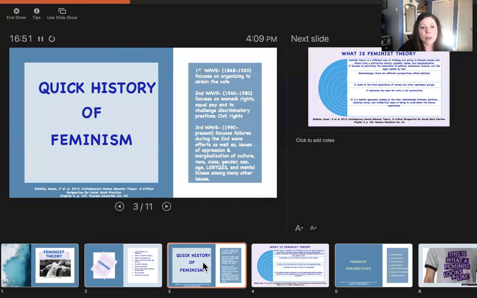Okay, so just a quick history of feminism. The first wave happened between 1848 and 1920. It focused on organizing women to obtain the vote, the suffrage movement. The second wave from 1960 to 1980 focused on women's rights, equal pay, to challenge discriminatory practices, civil rights.